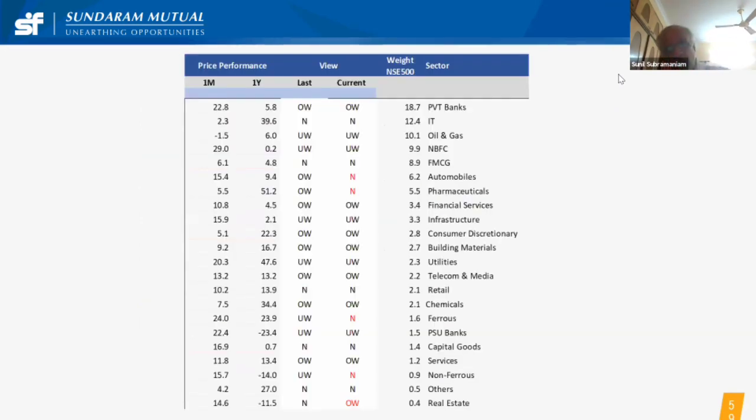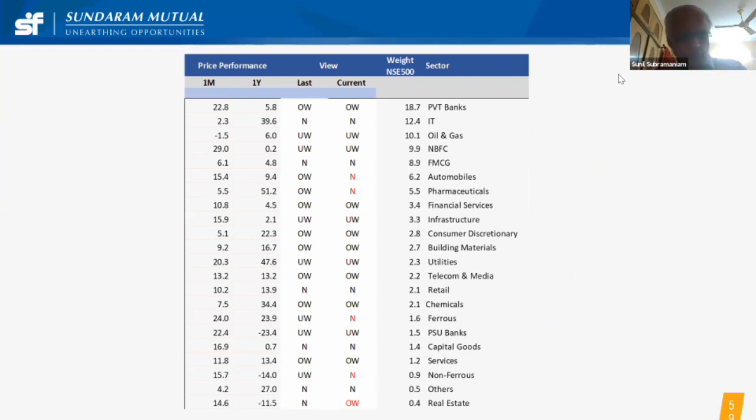I will now tell you that from Sundaram's perspective, this is the weight of indices in the NSE 500. In private banks, we are overweight. OW means overweight; we are positive. In IT, we are neutral because the rise has happened and now it's a time to wait.